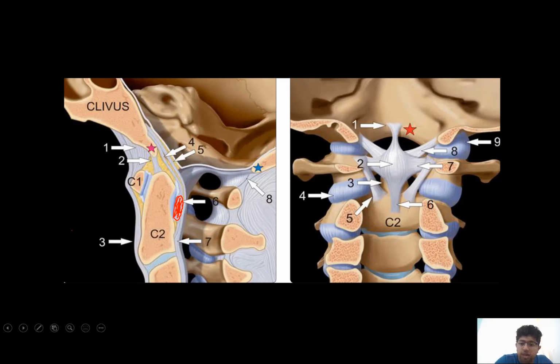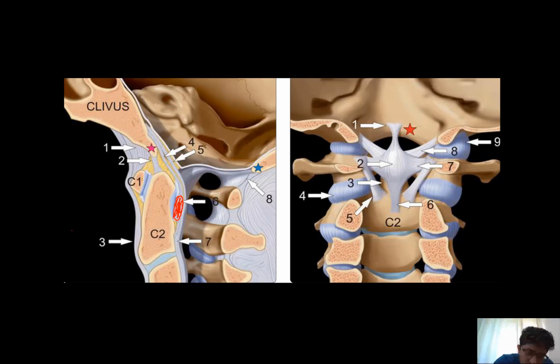From the transverse ligament, in this section we can see this is the transverse ligament from which an extension goes upwards called the cruciate ligament, and downwards again called the cruciate ligament. The ligament going upwards and downwards is called the cruciate ligament, which is attaching to the occipital bone and to the C2 vertebral body. So this is the cruciate ligament, an extension of the transverse ligament.